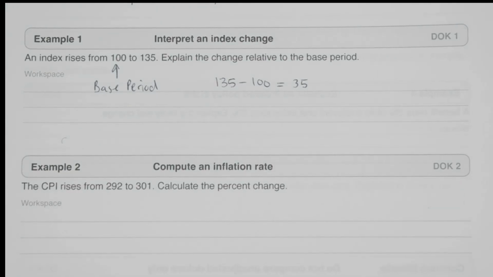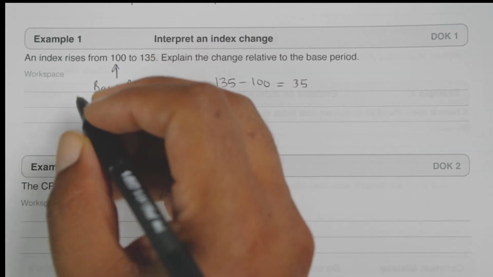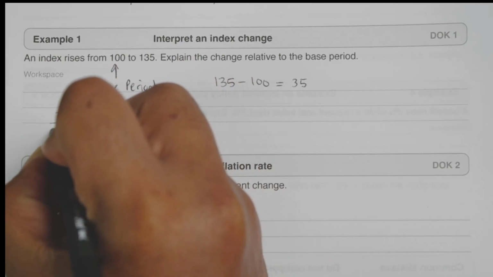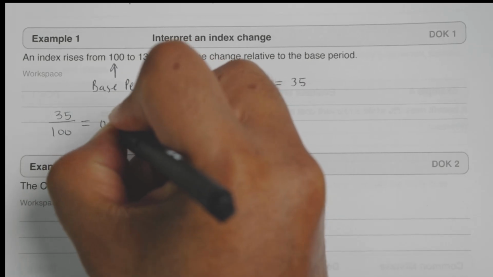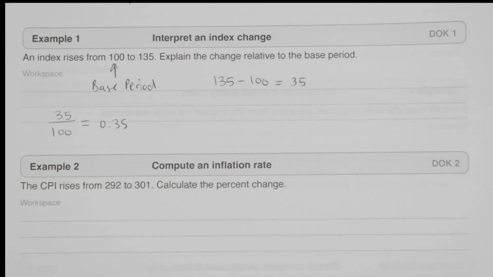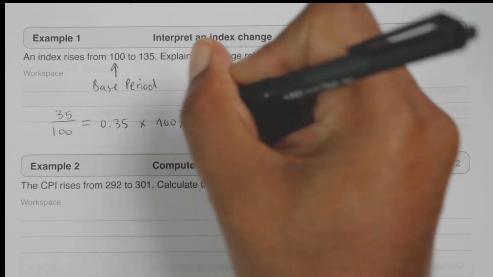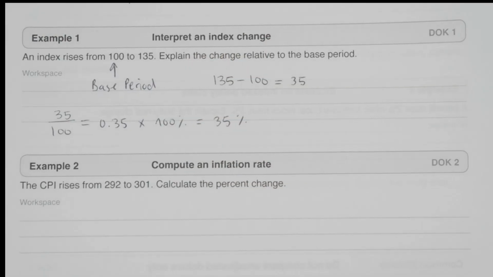Now we're going to compare that increase to the original base index. So the increase, which is the current value, is 35. We're going to divide that by 100. That's going to give us 0.35. Now we have to convert this to a percentage, so we're going to multiply this by 100%, which is going to give us 35% relative to the base period.